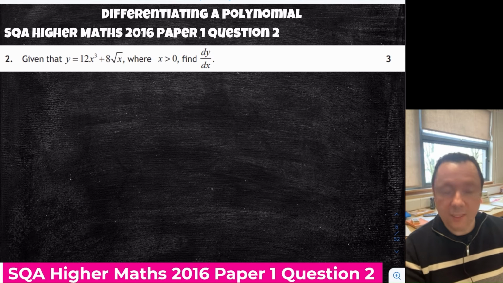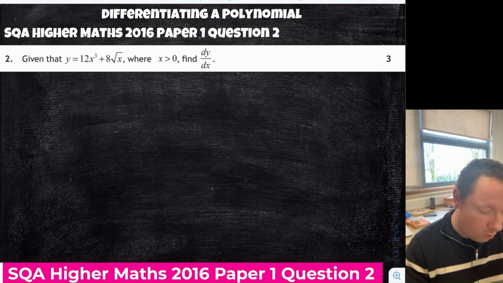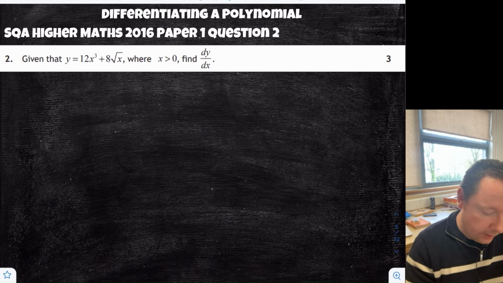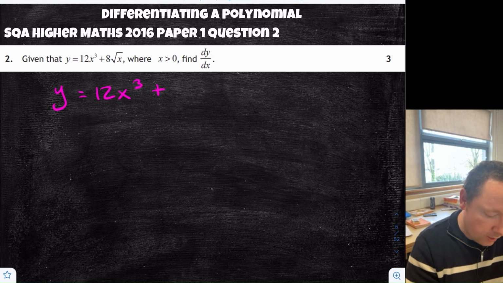SQA Higher Maths 2016 Paper 1 question 2, differentiating a polynomial. So given that y equals 12x cubed plus 8 root x, find dy by dx. To get it ready to differentiate, 12x cubed plus 8 root x, which is x to the half.